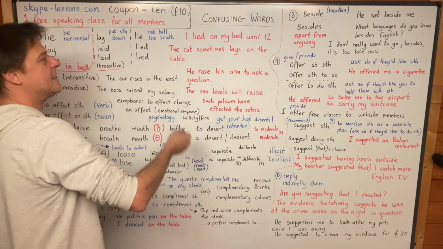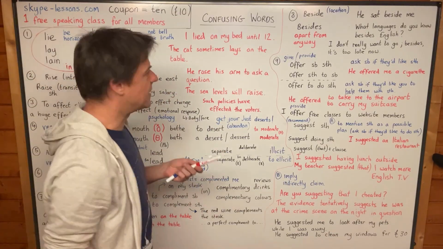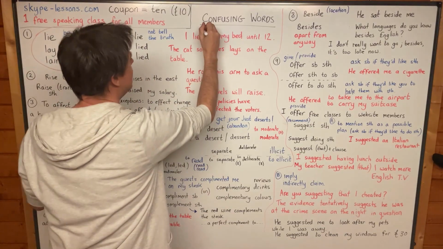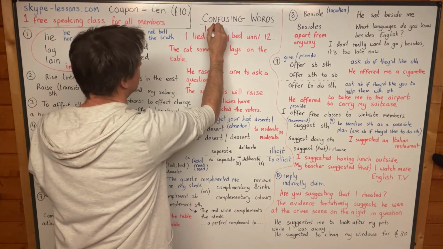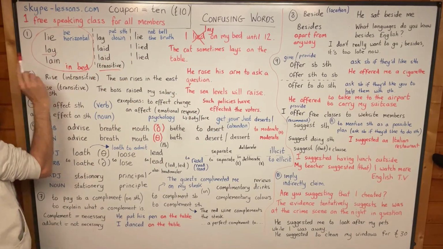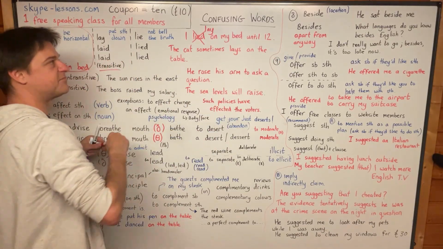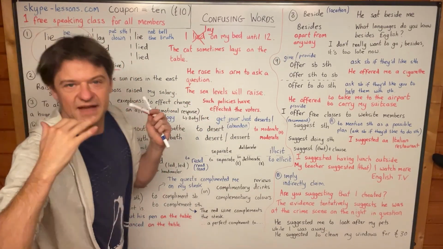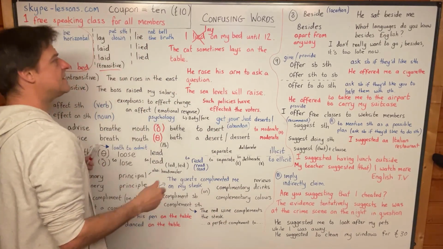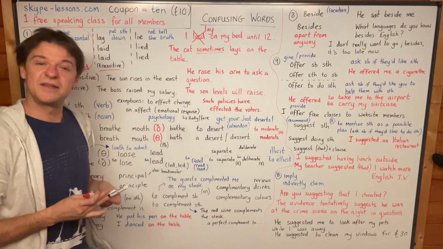Let's say that yesterday I lied on my bed until 12. That is, of course, incorrect, and I'm going to correct it for you. I lay on my bed until 12. I lay, not I lied, but I lay, because the past form of lie is lay. It's irregular. Yesterday I lay on my bed until 12. That's past simple lay. That's why I'm saying yesterday, just to make that clear. Yesterday I lay on my bed until 12.